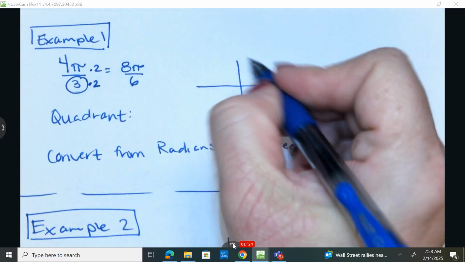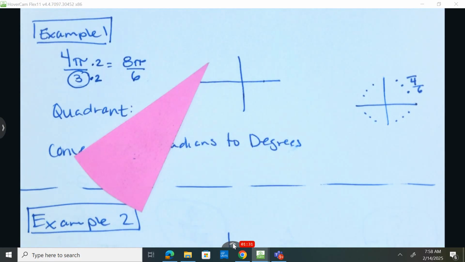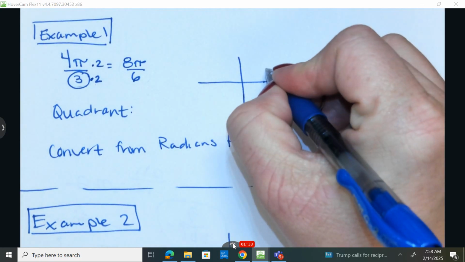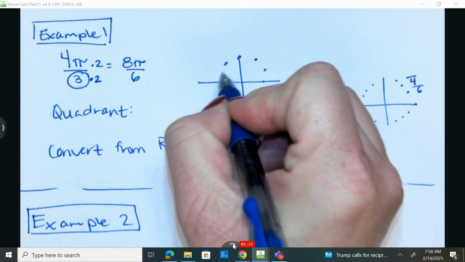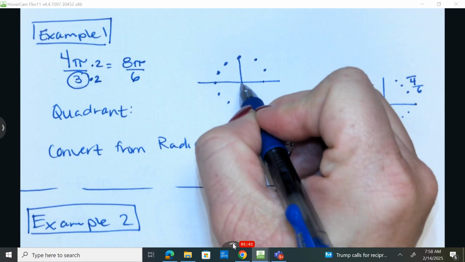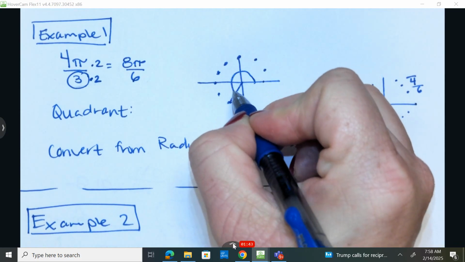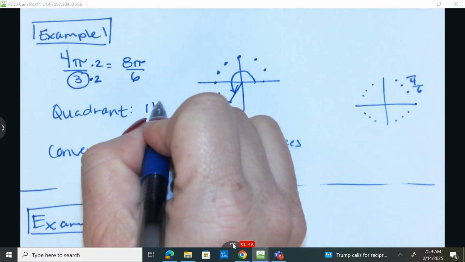Since this is a positive value, I'm starting here, and I'm counting. For those that remember in a previous lesson, I want you to think of this as using the pink. And so I'm counting here as 1 over 6, 2 over 6, 3 over 6, 4 over 6, 5 over 6, 6 over 6, 7 over 6, and 8 over 6. Show me where that terminal angle lands. This lands in quadrant number 3.